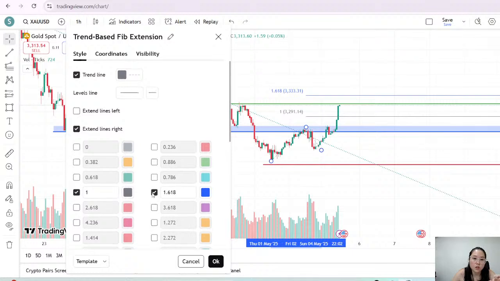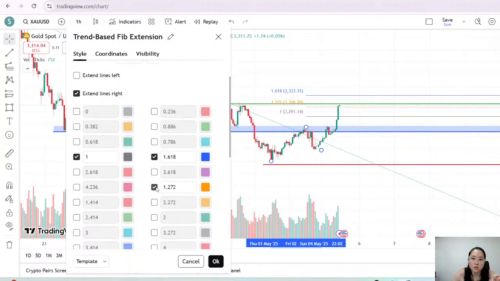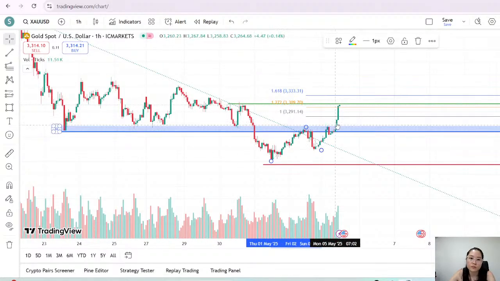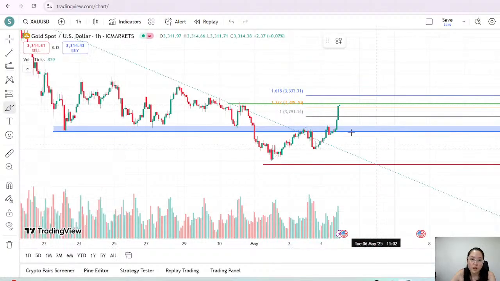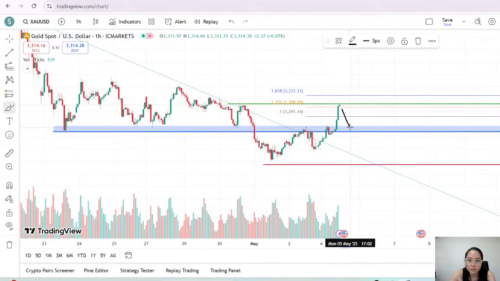It's already overextended. Okay. If price does this, you're at a very good level to get in an entry. Where do you get out?